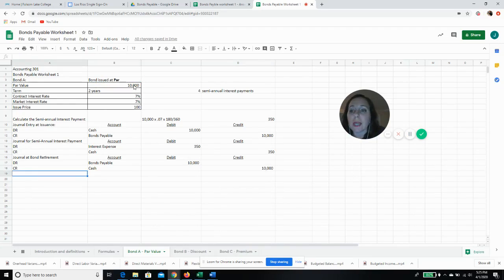All right, a little trick. The journal at issuance and the semi-annual interest payment may change if we have a discount or premium. But this last entry at retirement is always going to be a debit to bonds payable and a credit to cash at par value. Regardless of what we issued it for or anything else, it's always going to be a debit to bonds payable and a credit to cash for par value.